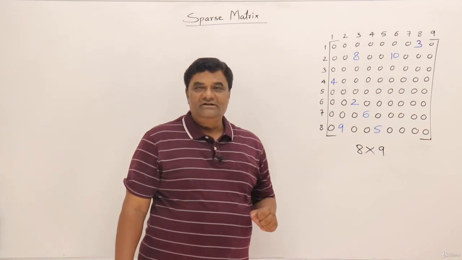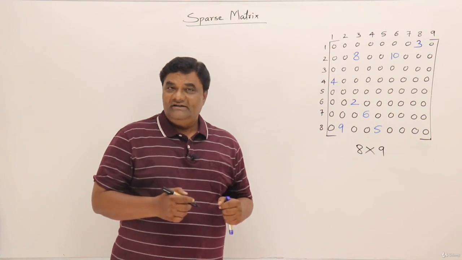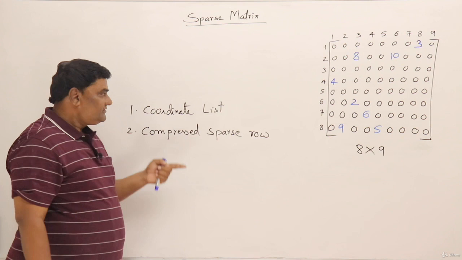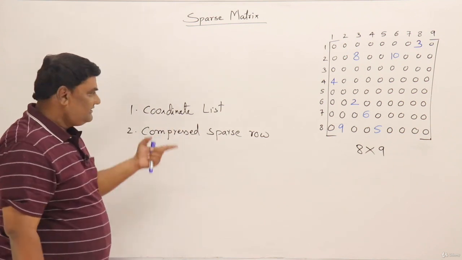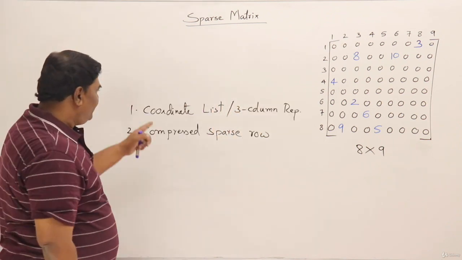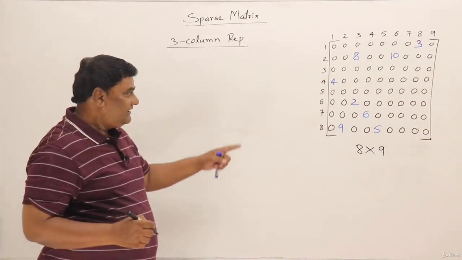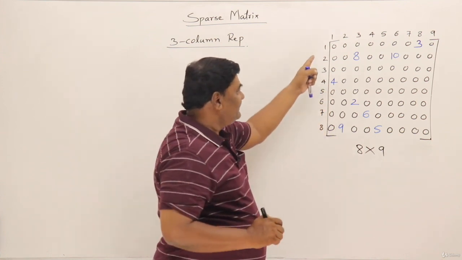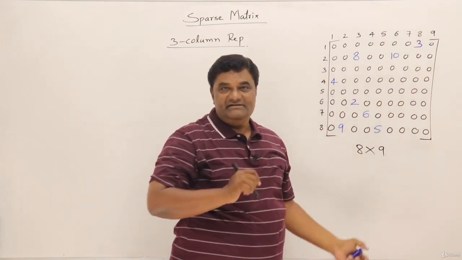For storing non-zero elements, there is more than one approach available. One method is coordinate list and the second one is compressed sparse row. So these are two representations, coordinate list and compressed sparse row. This coordinate list is also called 3-column representation. First we will see coordinate list, or 3-column representation. For every non-zero element, we need three things. First is its row number, second is column number and the element itself.